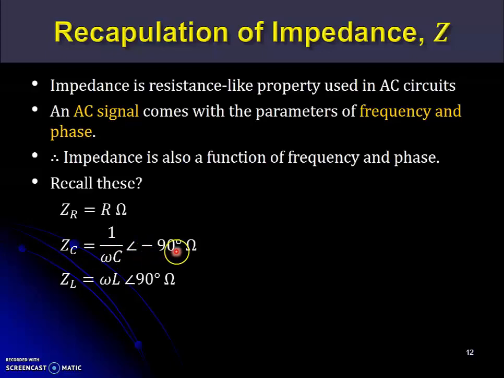The phase is negative 90 degrees because impedance is calculated by Ohm's law, V over I. The phase of the voltage across the capacitor lags behind the current by 90 degrees. That's why the phase is negative 90 degrees. And the inductive impedance is given by this formula. The unit is ohm again.